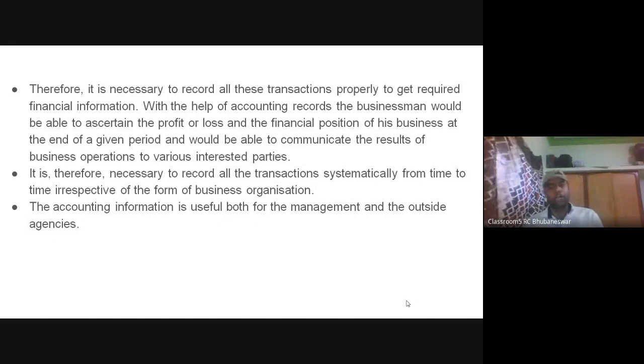After the recording part, it has several functions to perform. After performing all the functions, it will give you the end result, either in the form of profit or in the form of loss. If you get a negative result, that comes under the head of loss. If you get a positive result, a surplus of incomes over expenses, then you will get profit. But if expenses exceed the income, then there will be a loss. That can be identified with the help of accounting.